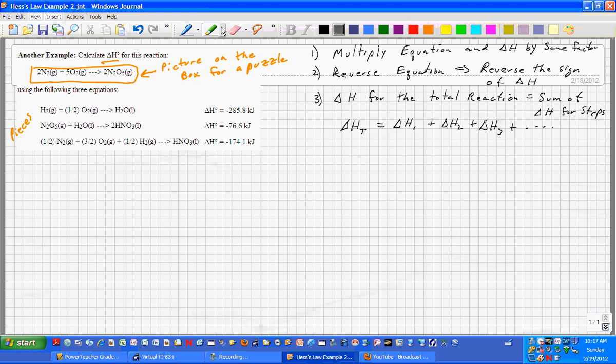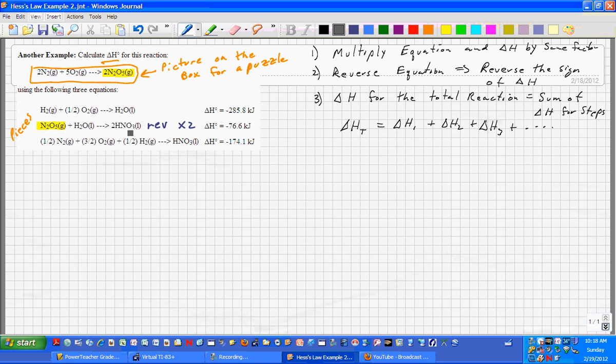First thing I'm going to do is look at my picture on the box and try to match something up with some of my puzzle pieces. The first thing that jumps out at me is I've got this on the left side, this on the right side. They match, except for this 2 out in front and the fact that this is on the left and this is on the right. So what I'm going to have to do to this equation is reverse it and multiply by 2. I'm going to reverse it and multiply by 2.